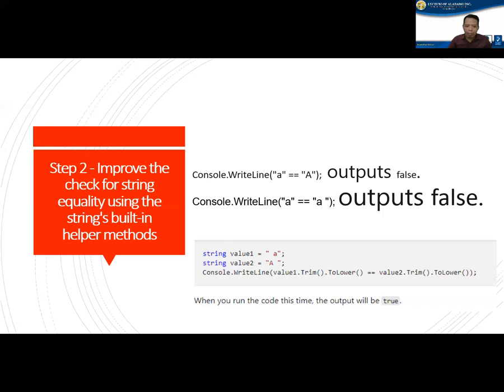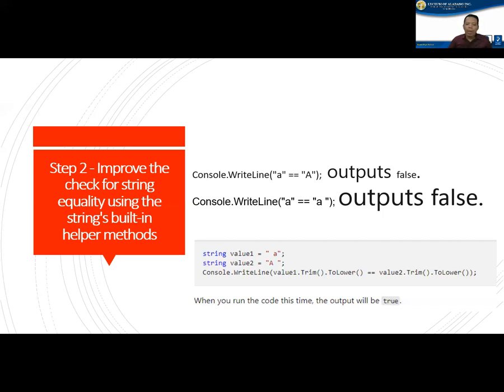And to massage two strings before checking for equality, you should make sure both strings are all uppercase or all lowercase using, say for example, the ToUpper method or the ToLower method, helper methods in any string value. To remove leading or trailing blank spaces, we will be using the Trim method, a helper method in any string value.